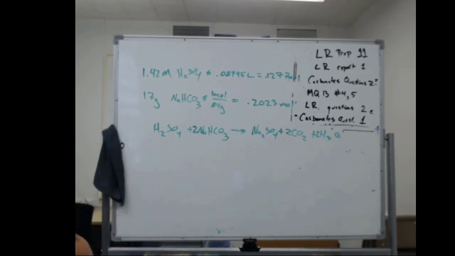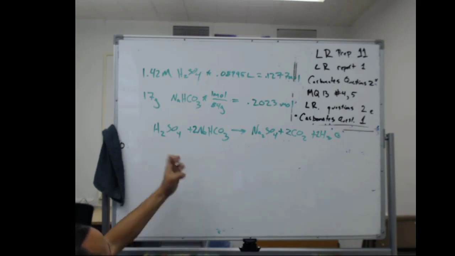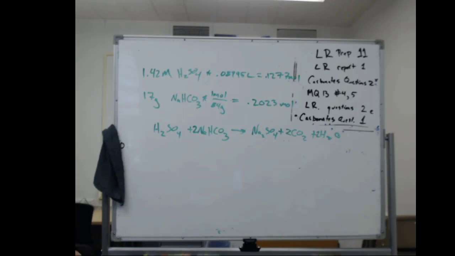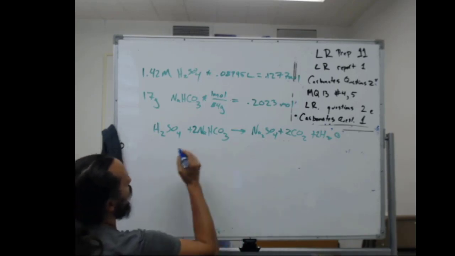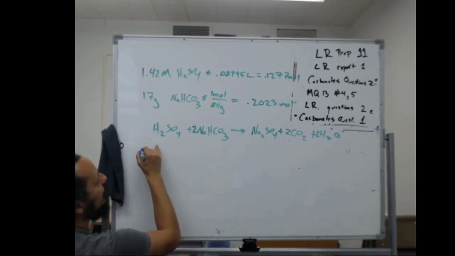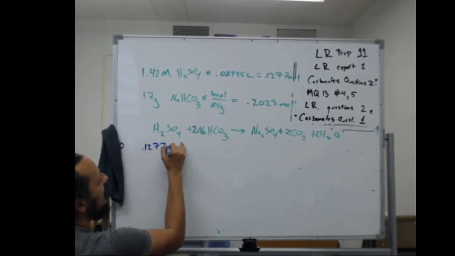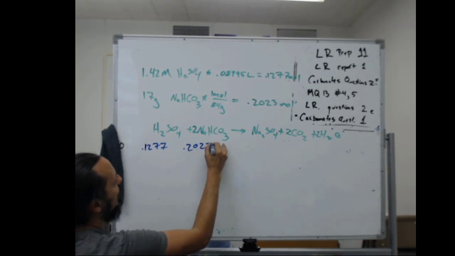The other way to do it, which I think most students do, is to say, oh, I'm just going to guess and check. Guess and check actually works, but you might end up wasting your time a little bit. So let's go ahead and write in what we have for our number of moles, 0.1277, 0.2023.